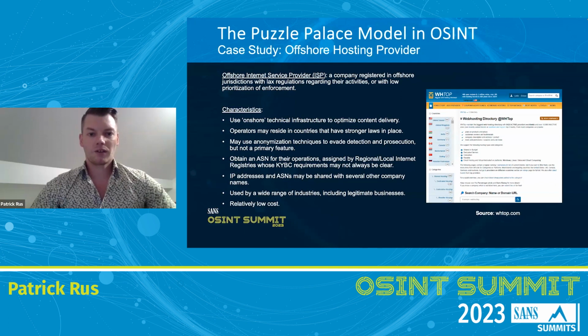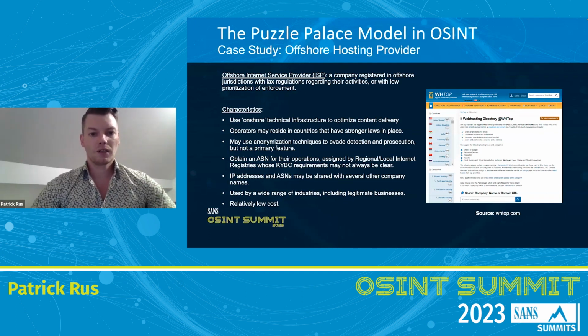Some of their characteristics are highlighted on these slides. For example, a company that is set up in Belize, an offshore jurisdiction, uses an onshore technical infrastructure. For example, it rents servers in the Netherlands to optimize content delivery. The operators of this offshore company may reside in countries that have stronger legislation in place. They may use different techniques to evade detection and prosecution.